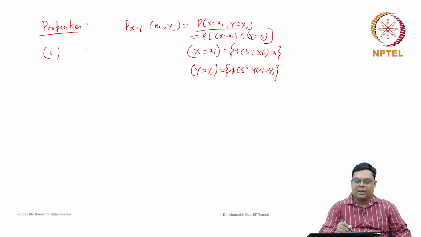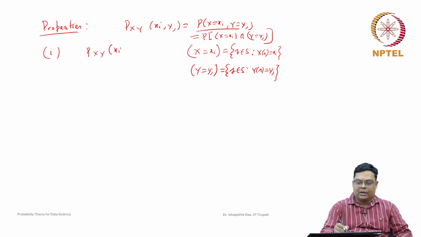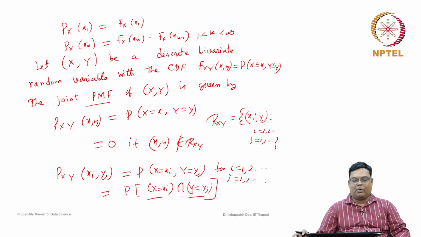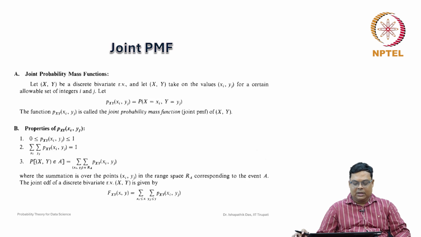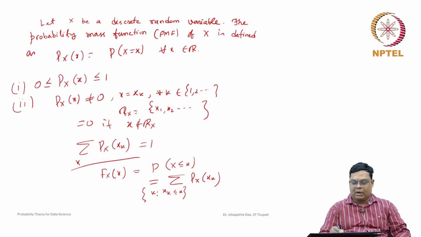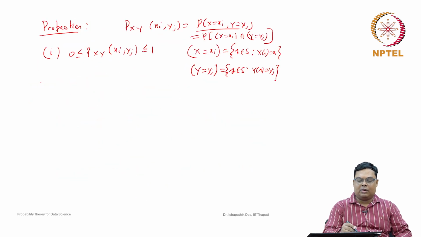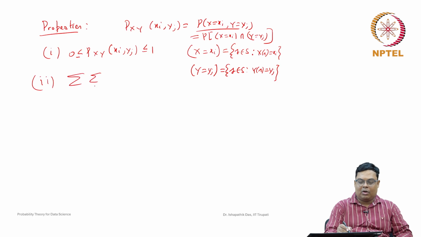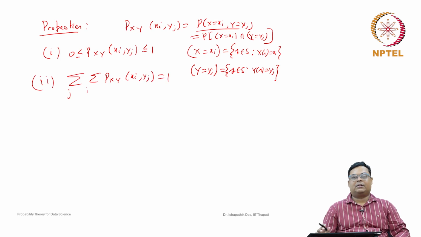Since this is a probability, by axiom 1 it will always be less than or equal to 1 and greater than or equal to 0. This is one property mentioned here. Analogous to the univariate case, the sum of all the possible values should equal 1. So, the sum over all i and j of P_XY(x_i, y_j) should be equal to 1. This is a certain event, because you are considering all possible values the random variable X can take and Y can take, and the sum of all these probabilities.